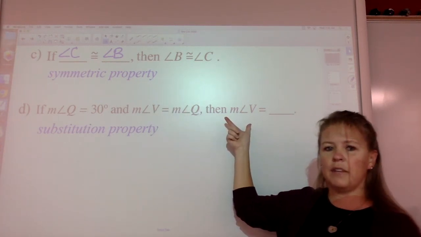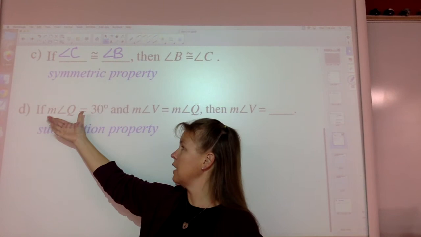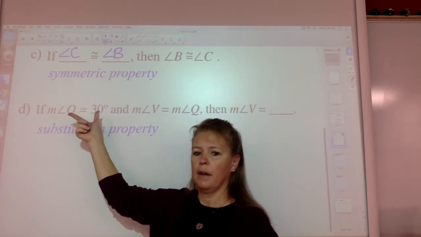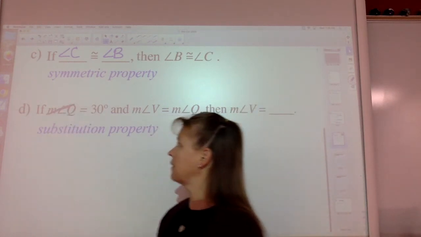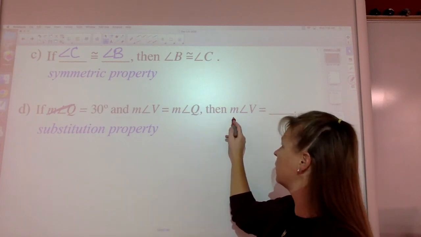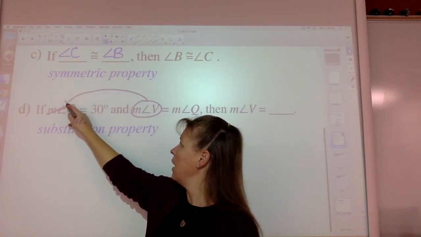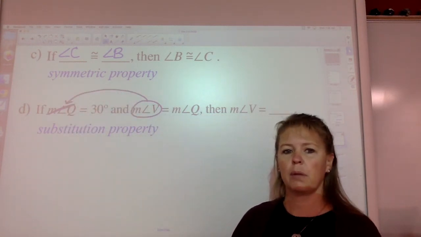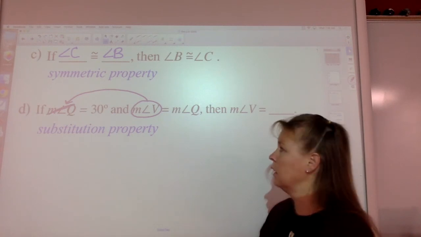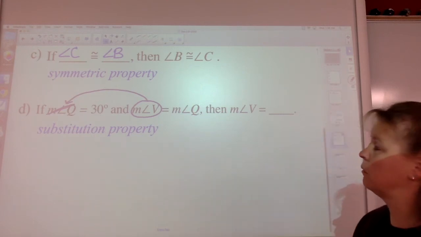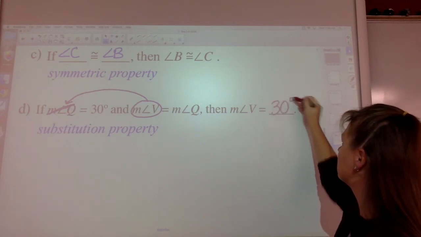We want the measure of angle V. So we took this original statement, if measure of angle Q equals 30, and we took that measure of angle Q out of there. We're not asking about the measure of angle Q, we're asking about the measure of angle V. Since those are equal, we're going to replace measure of angle Q and put measure of angle V in its place. A substitution, just like a substitution in a game, an athletic event, or a substitute teacher. Replace it, then the measure of angle V equals 30 degrees.